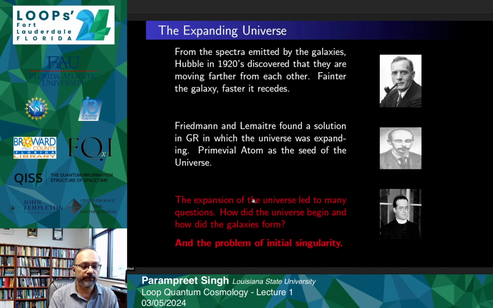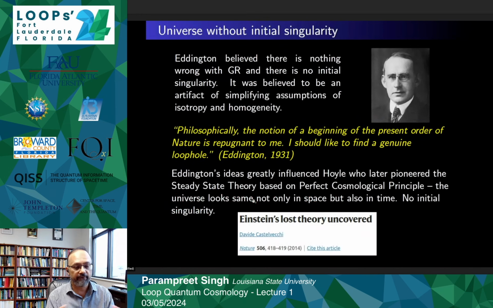Now, at that time, GR was an astonishing theory, and Eddington, who was one of the forefront leaders of that theory, believed that there is nothing wrong with GR and there is no initial singularity. He believed in a universe without initial singularity, and there were lots of philosophical arguments at that time for why some people thought in that way. Eddington also believed that the singularity in the Friedman, Lemaitre and Tolman models is an artifact of the simplifying assumptions of isotropy and homogeneity.